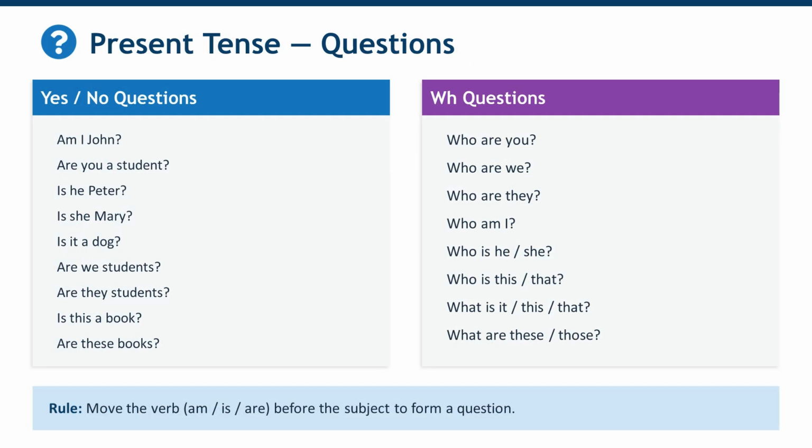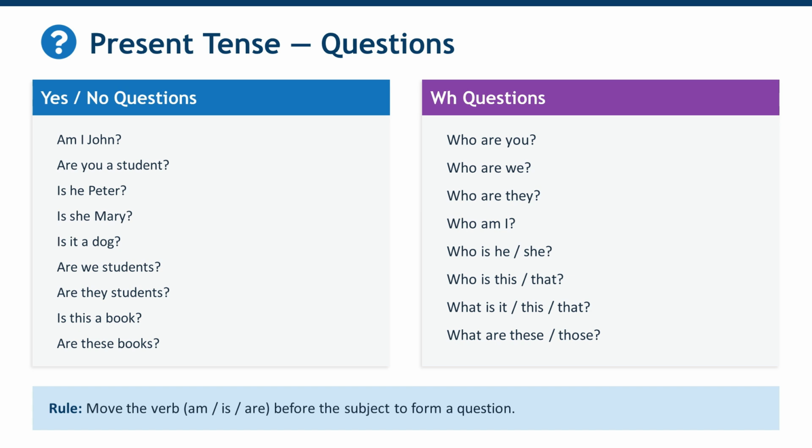Now let us learn how to ask questions using the verb to be. To form a yes or no question, we move the verb before the subject. For example, I am John becomes am I John? You are a student becomes are you a student? He is Peter becomes is he Peter? She is Mary becomes is she Mary? It is a dog becomes is it a dog? We are students becomes are we students? They are students becomes are they students? This is a book becomes is this a book? These are books becomes are these books?